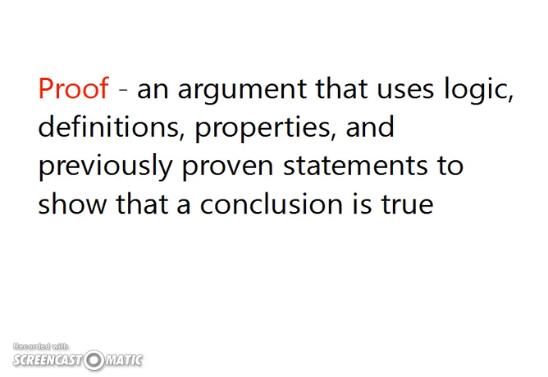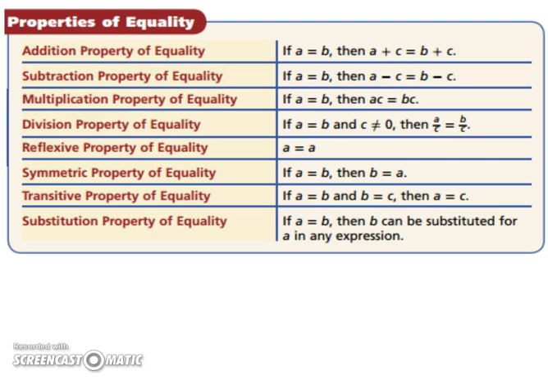A proof is an argument that uses logic, definitions, properties, and previously proven statements to show that a conclusion is true. Well, let's first look at the properties of equality. The addition property of equality states that if you have A equal to B, then A plus C equals B plus C. So if you add the same thing to both sides of the equation, then they remain equal.